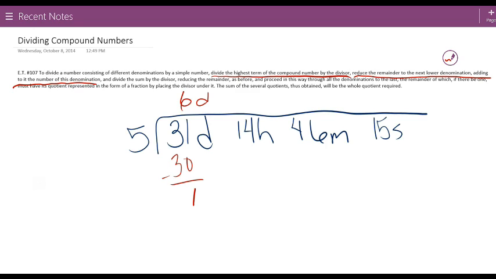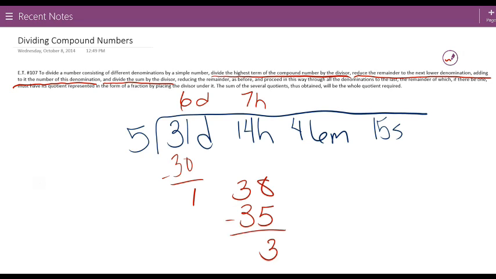Now we're going to add that number to the original number of that denomination. So 24 plus 14 then becomes 38. So now divide the sum by the divisor. So we now have 38 hours. 38 divided by 5 is 7 hours. 35, subtract, we get 3.